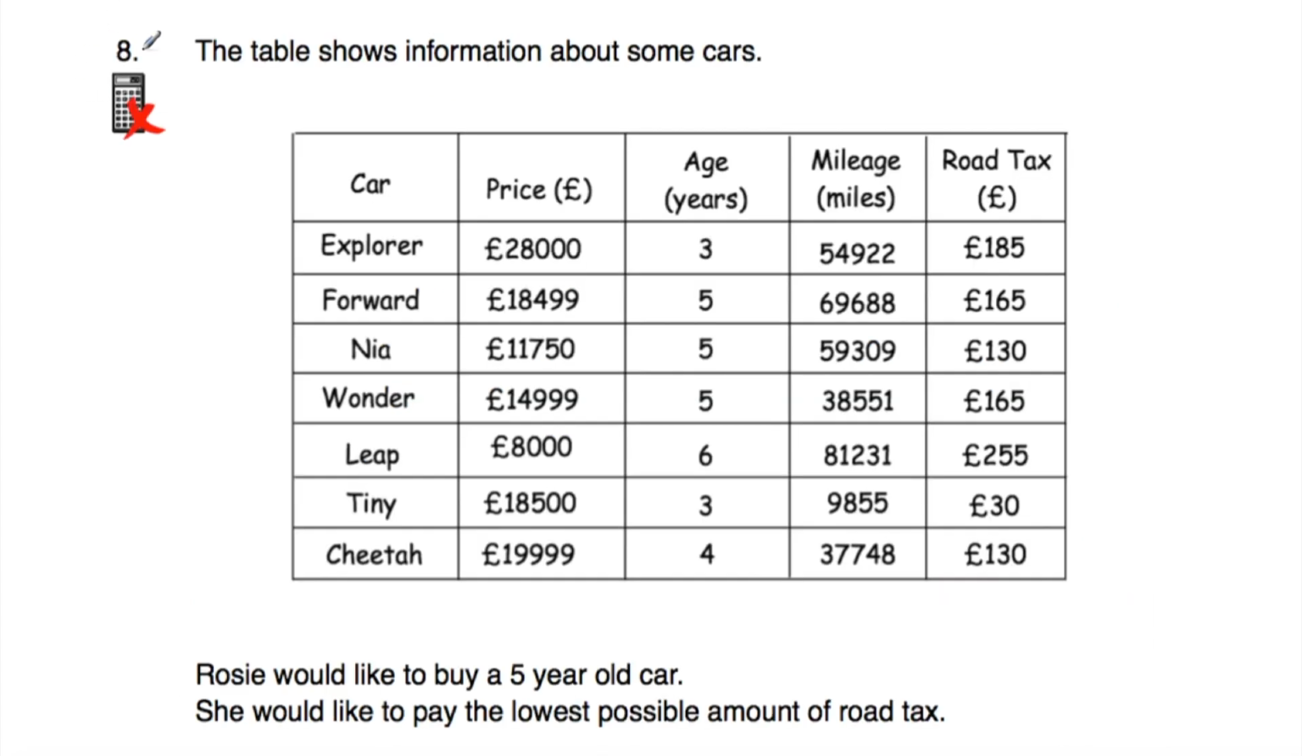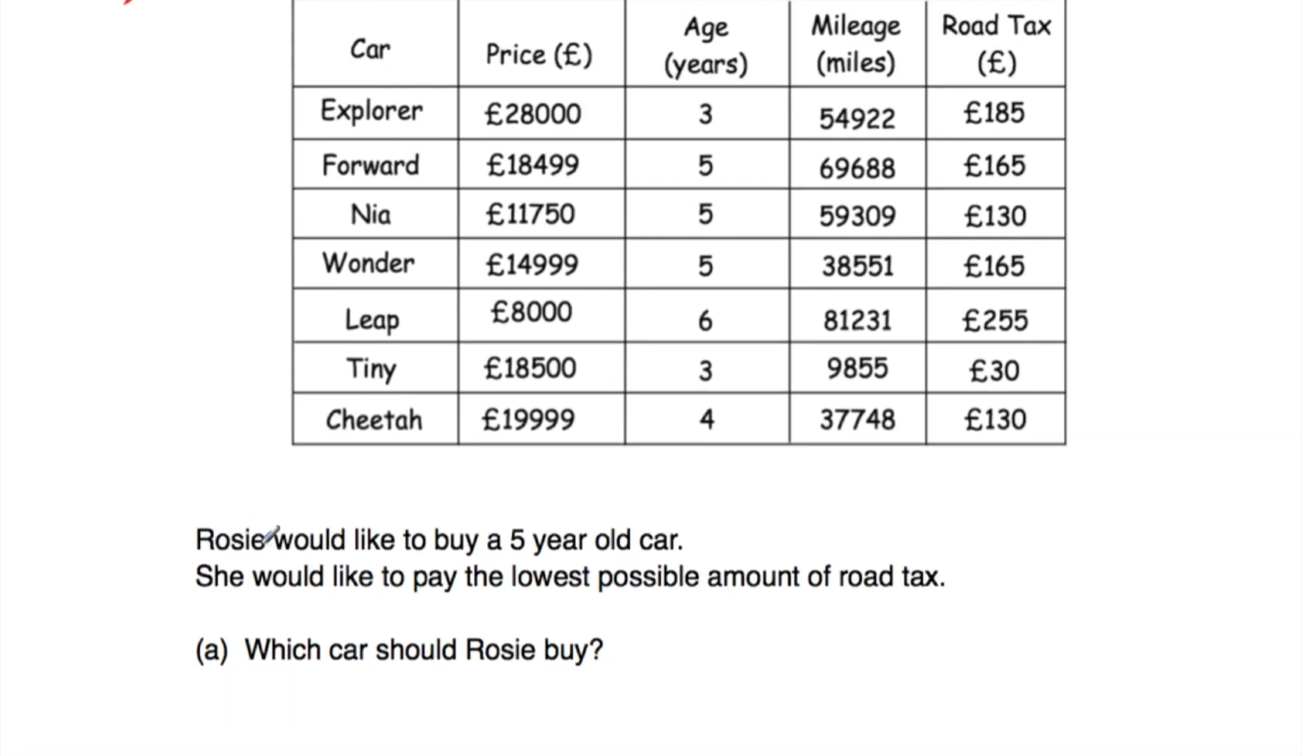Okay, let's have a look at question number 8. Question number 8 says, the table below shows information about some cars. So we've got some used cars here and we've got their prices, their ages, their mileage, and the road tax amount, so how much they need to pay in road tax each year. And then we're told Rosie would like to buy a 5-year-old car, so let's look at either this one, this one, or this one. So she's got a choice of 3 cars because she'd like to buy a 5-year-old car, and she would like to pay the lowest possible amount of road tax.